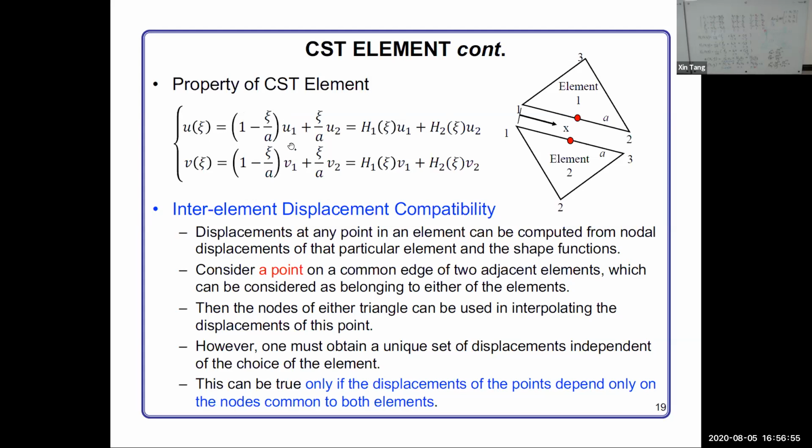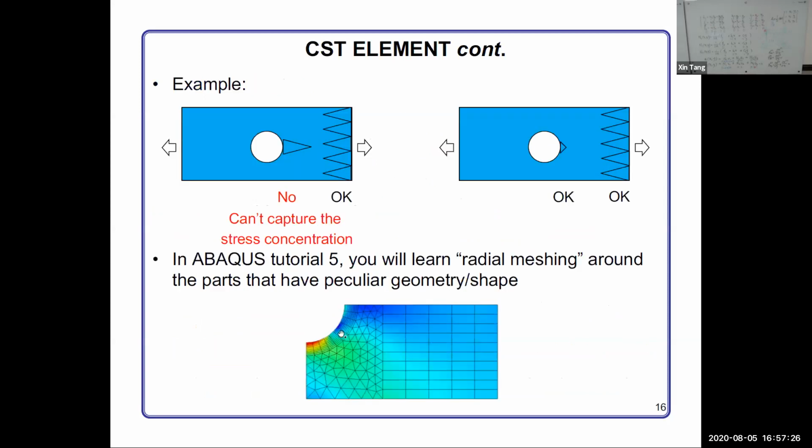These two are the functions to represent the displacement of any point on the edge of this CST element. Now, why is this important? Why am I asking this? The reason is there's always a question when you think about it. When you mesh an object, you do not mesh it with one element. You have many, many elements, like here. Many, many elements to mesh an object.